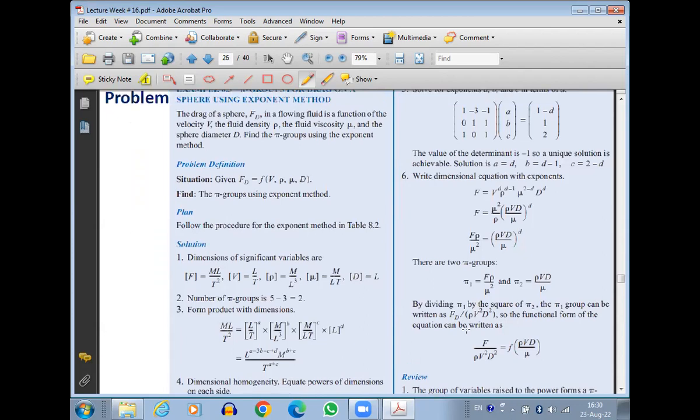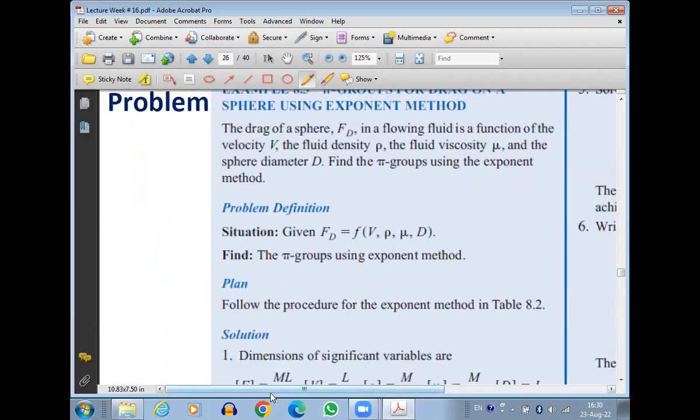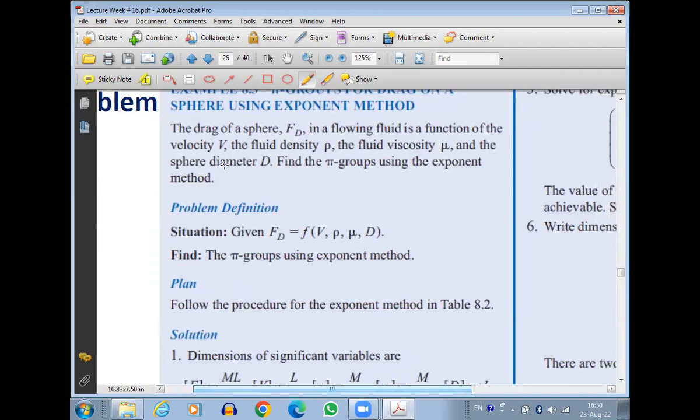You can have the same equation that we solved using the step-by-step method. We can also solve it using the exponent method. Let's have a look at the solution here. The drag of a sphere in a flowing fluid is a function of velocity, fluid density, fluid viscosity, and the sphere diameter. So F_D is basically a function of V, rho, mu, and D. Find the pi groups using the exponent method.